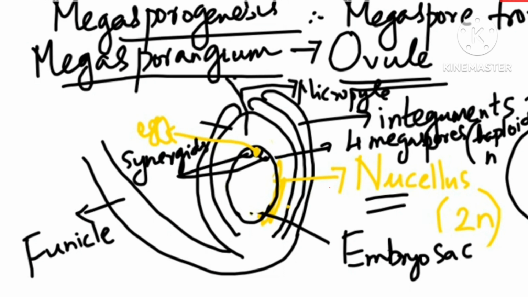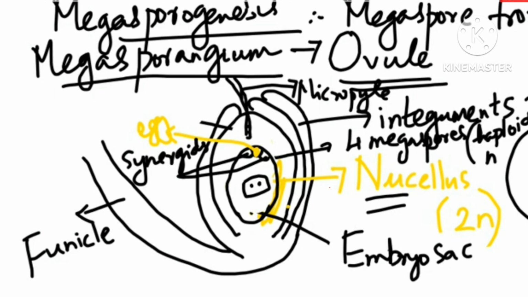I have told you synergids have filiform apparatus also to guide the pollen tube, because the future pollen tube will come through this micropyle carrying 2 male gametes. So that should be guided, no? That job is done by filiform apparatus in synergids. At the center, there is a central cell with 2 polar nuclei, but they won't fuse, they are separate. Each cell inside this embryo sac will be haploid only.